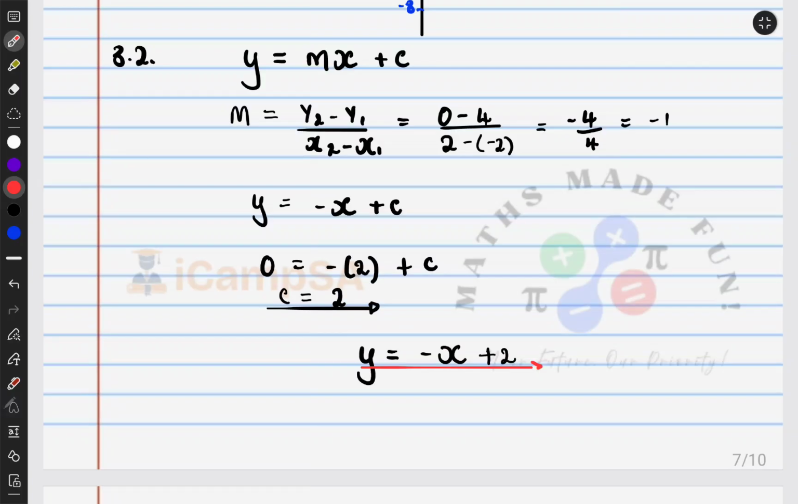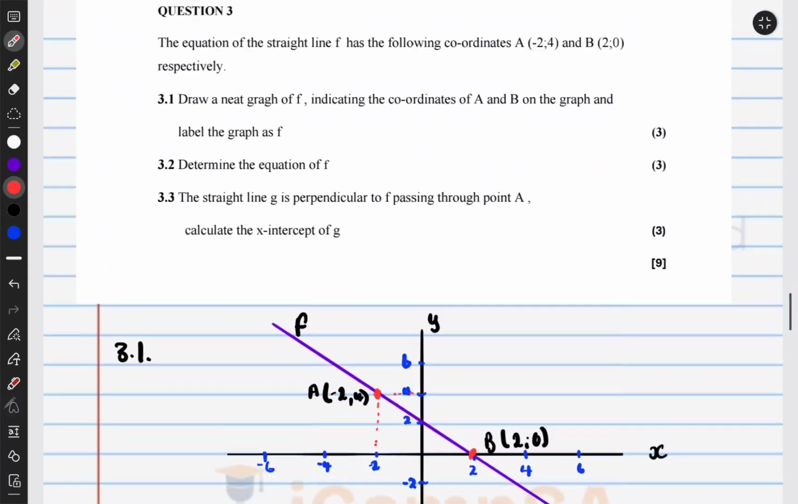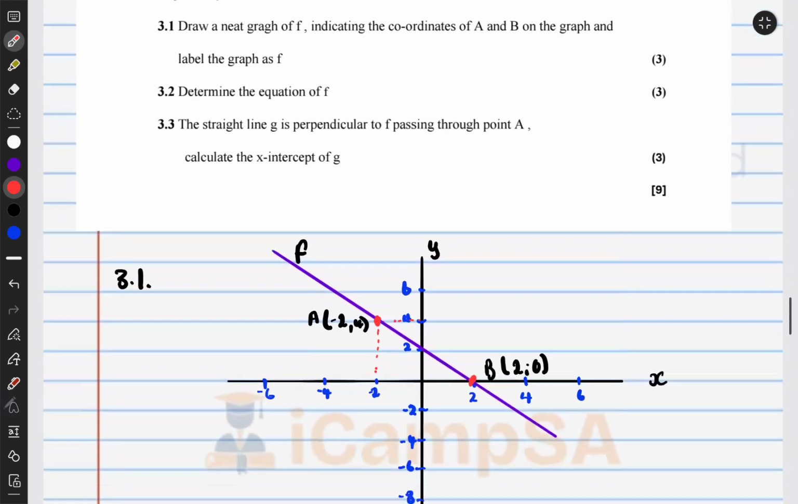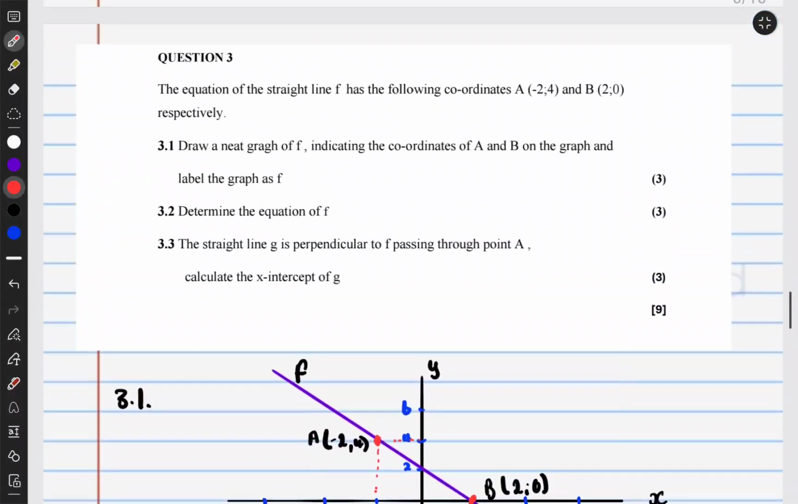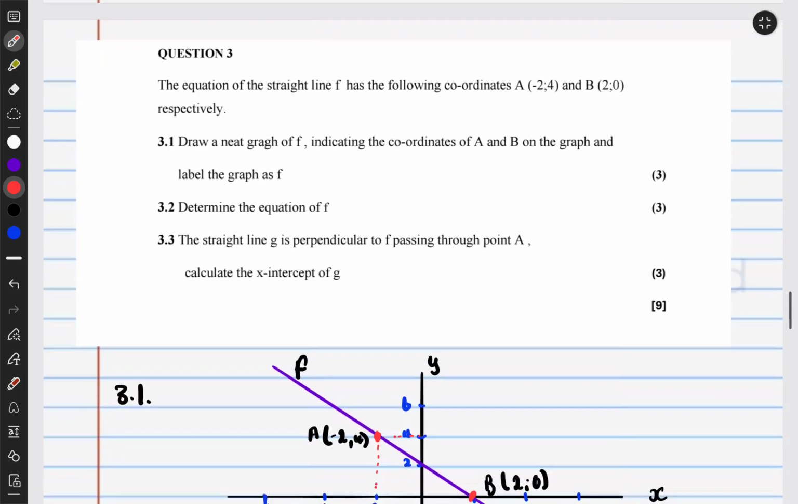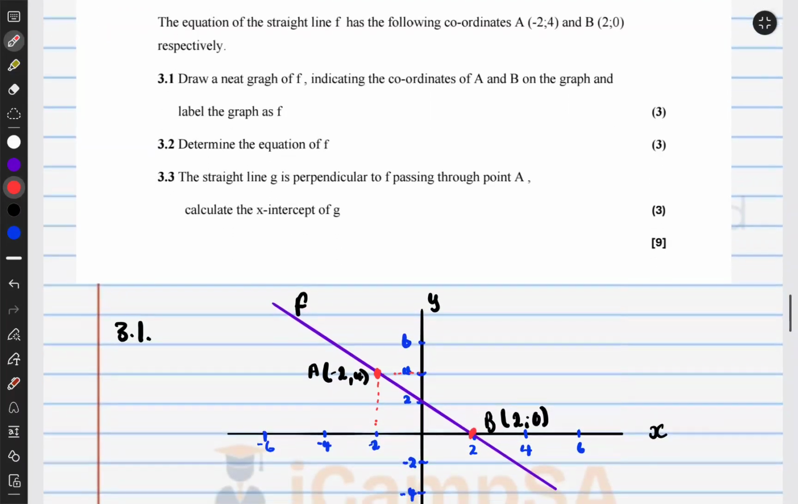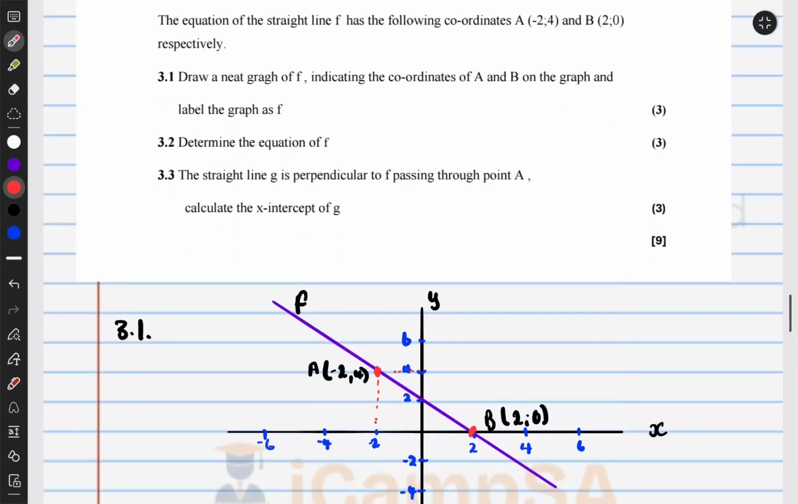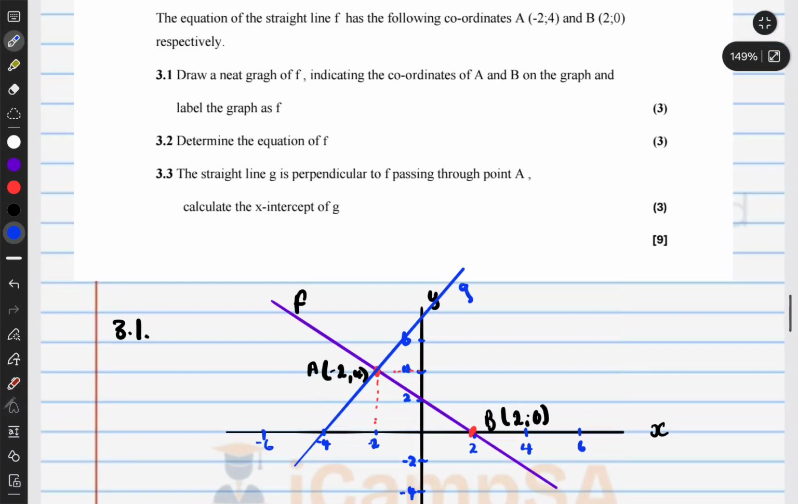So that is the equation of f. Okay, and then for 3.3, we're told that a straight line G is perpendicular to that line f, and it passes through the point A. So it's going to be like this. That will be your G. It's perpendicular to f, and it's going to pass through the point A, as I've just drawn here.